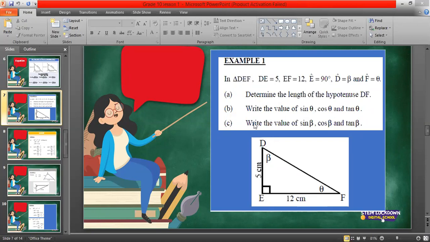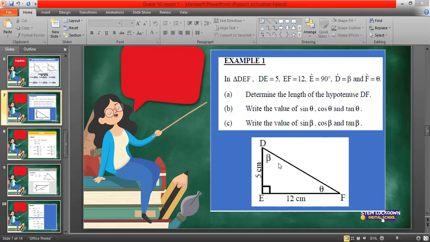Again, DF is our hypotenuse, the longest side, and to get it we use the sum of the squares of the two shorter sides. The hypotenuse squared equals the opposite squared plus the adjacent squared. So DF squared equals 5 squared plus 12 squared, which gives 169. We find the square root of 169, and that is 13. So our DF is 13.